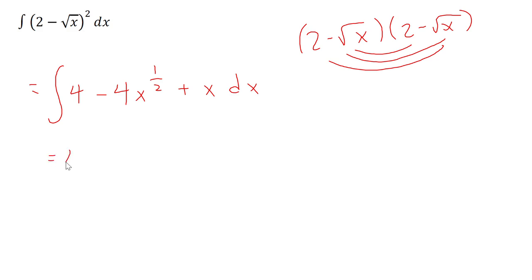And then we'll just integrate each of these. The 4 will become 4x. The 4x to the 1/2 will go up to x to the 3/2. And then we'll multiply by the reciprocal of that. We'll multiply by 2/3. So that's going to be a minus 8/3 x to the 3/2. And then we'll just do plus x squared over 2. And of course, don't forget the plus c at the end.